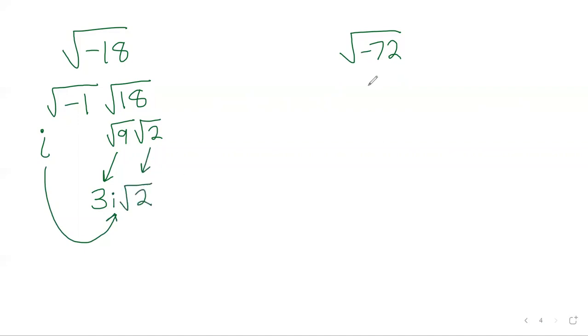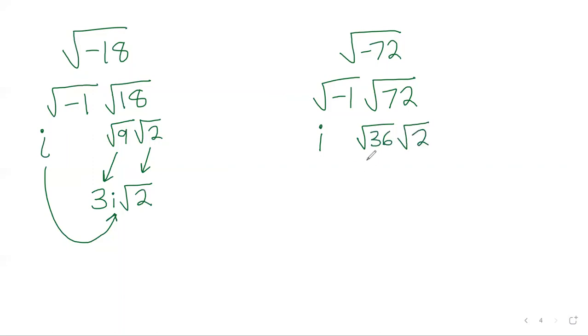For root -72, this is one that's a lot easier if you see that there's a big perfect square that goes into it, 36. So we separate into root -1 and root 72, that's i. This separates into root 36 and root 2. So we have 6 there, then i, and then root 2. And that would be our final answer.